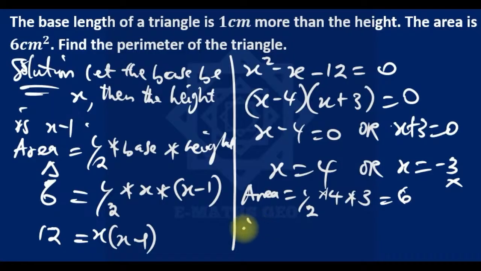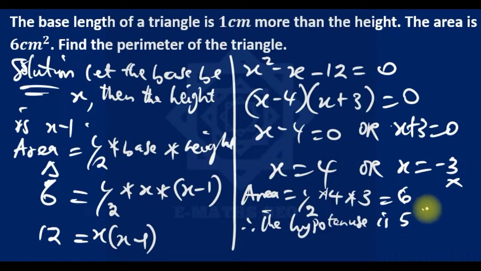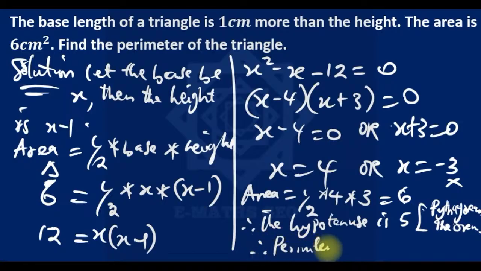So the hypotenuse, therefore the hypotenuse is 5 by Pythagorean theorem. Yes. So therefore the perimeter is now 4 plus 3 plus 5, which is 12.